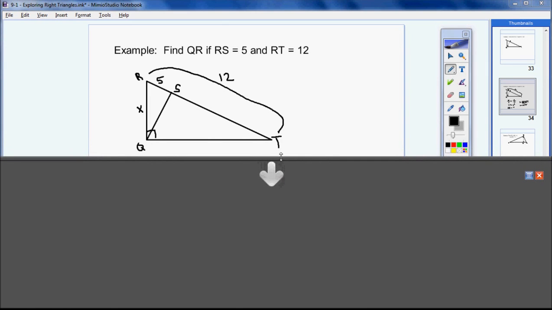Let's do a reveal screen. Okay, here's our example problem. We're given that QR is what we're supposed to find. RS is 5, and RT is 12. So let's get that problem written down. Example: find QR if RS equals 5 and RT equals 12. I'm going to draw the picture in. You should always draw the picture in. We have an altitude, R, S, T, and Q are our points. 5 is RS, 12 is RT, and X is the other one.